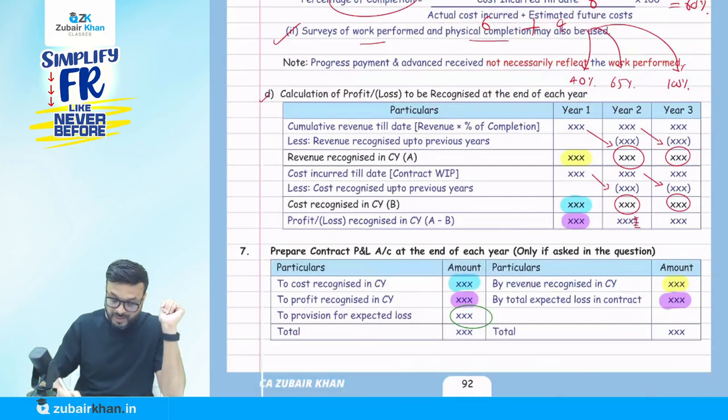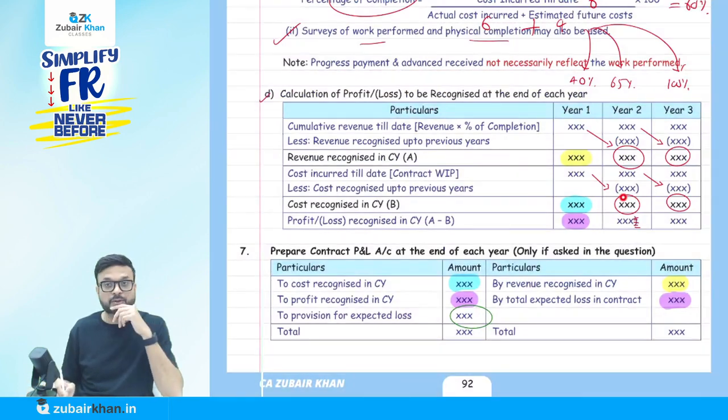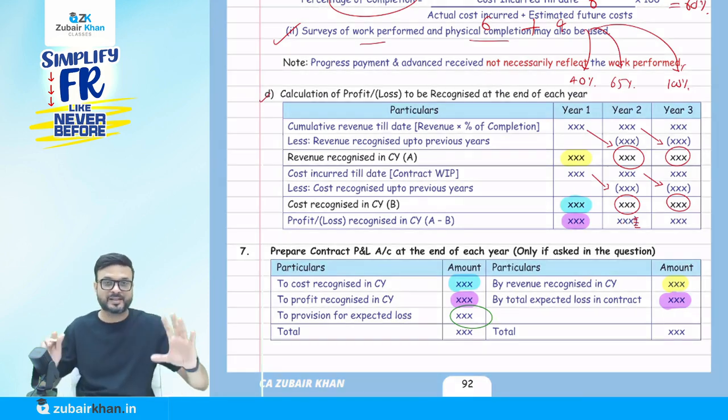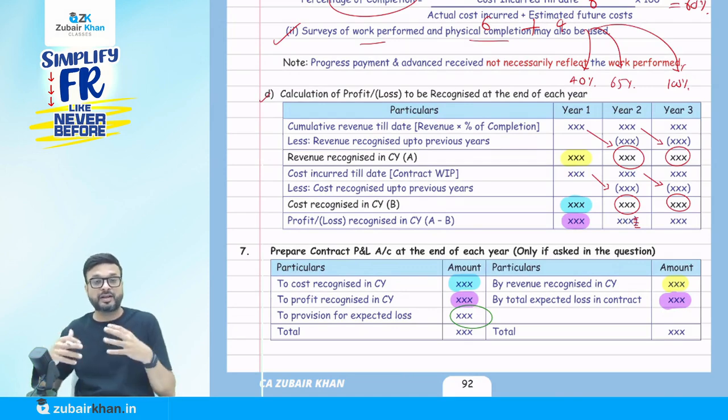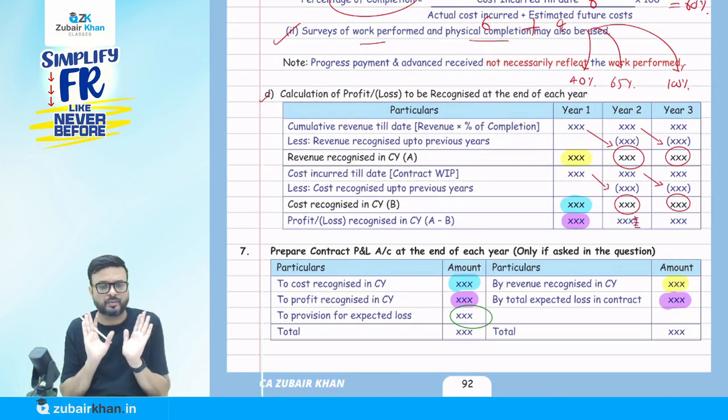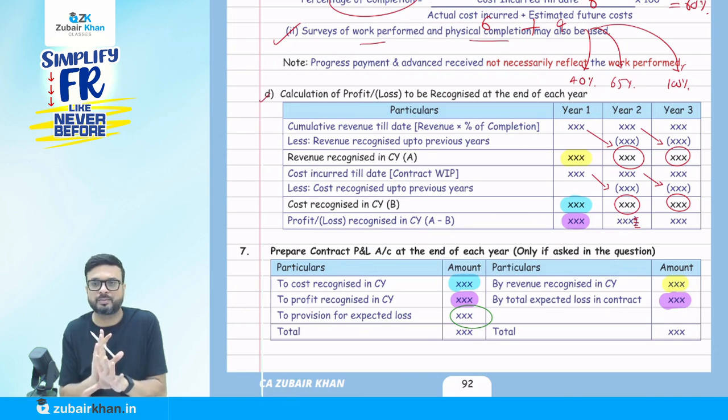Now in these years, I will recognize in the second year this much revenue, this much cost, and this profit will come that year, either profit or loss. But what is the provision for expected loss? I will tell you that here. You understand? This table will help you find out the figures. Then the question is very simple. All accounting standards are very simple.